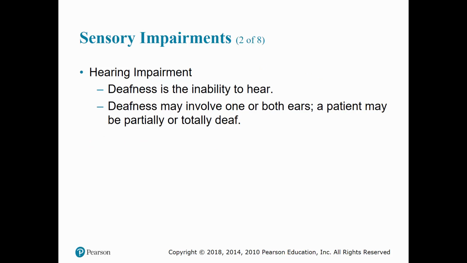such as hearing impairment. This is when they are unable to hear. Deafness is the actual term used to be unable to hear. It may involve one or both ears. If the patient is partially deaf, they may still be able to hear certain things. You just have to speak up a little bit louder. Or they may have a hearing aid placed as well. If they are totally deaf, we're going to have to find ways to work around that.